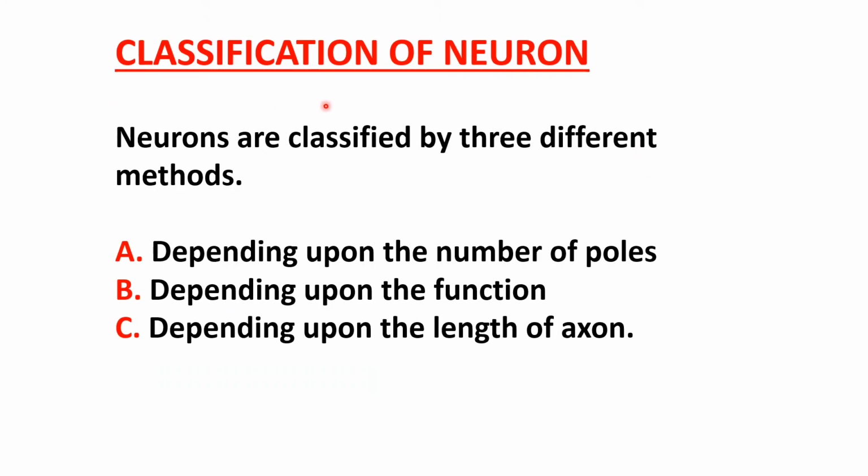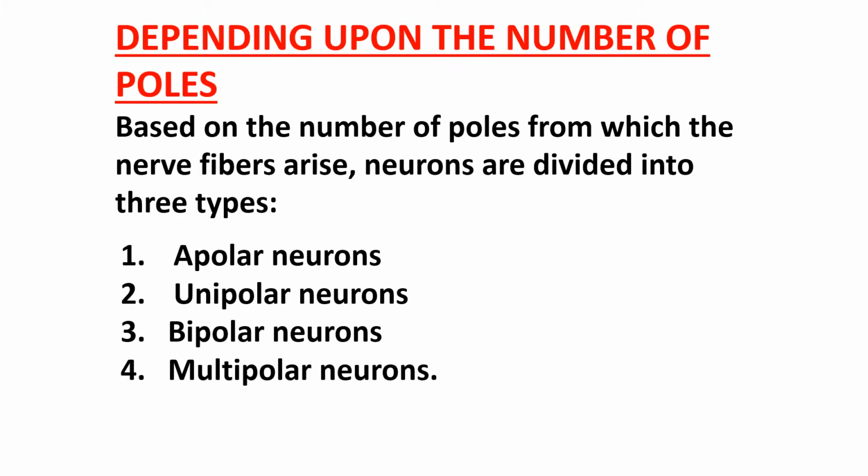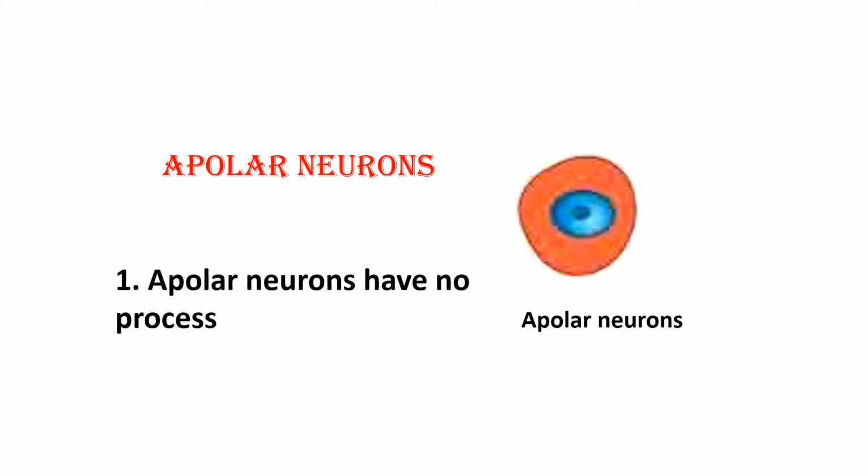Then, classification of neuron. They are classified by three different methods: depending upon the number of poles, depending upon the function, and depending upon the length of axon. Depending upon the number of poles, neurons are divided into apolar, unipolar, bipolar and multipolar neurons. This one is an apolar neuron. Apolar neurons have no processes like axon and dendrites.